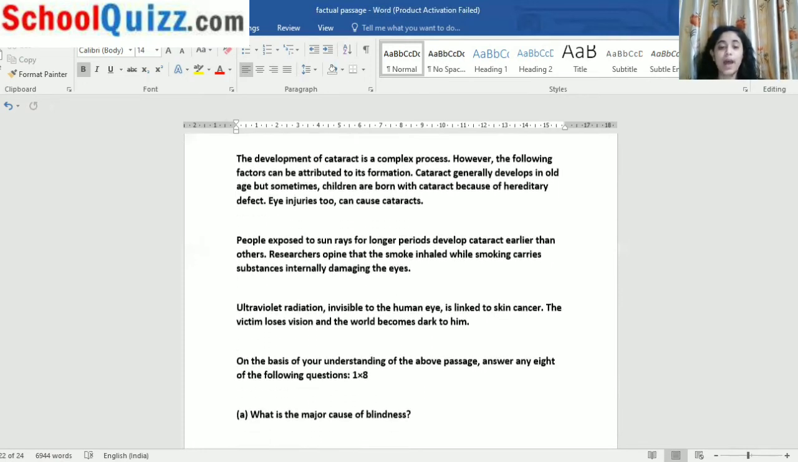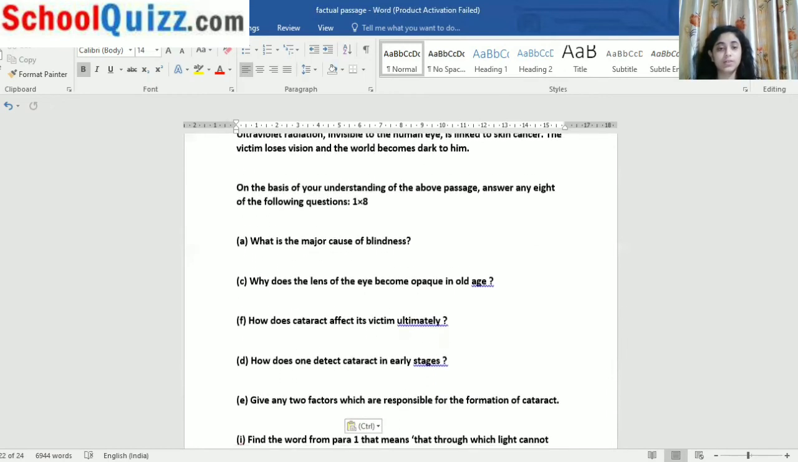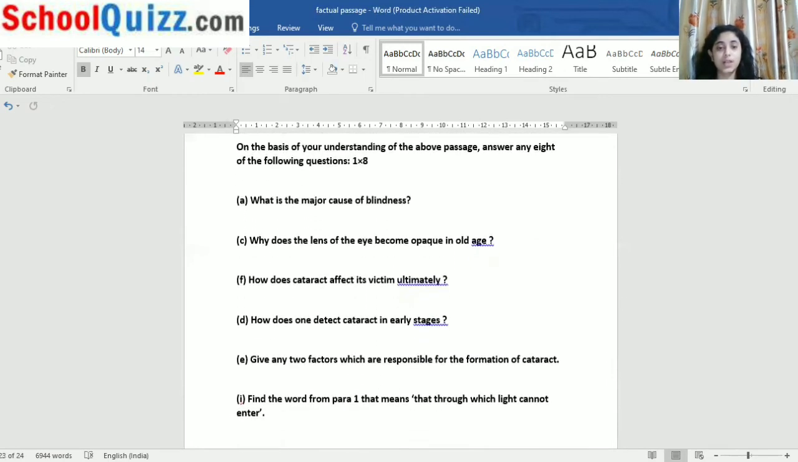I'll give you time to solve the answers of these, and in the end, I'll show you the answers. So these are the questions. We have studied the passage below. And if you want, you can take a screenshot of the passage before solving the questions so that it will be easy for you to see which is the answer of which question. So I'll read it for you first. What is the major cause of blindness?